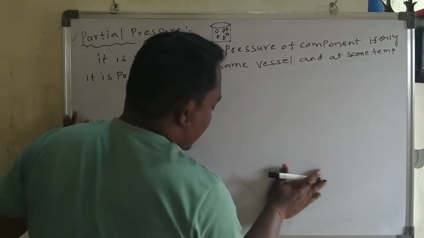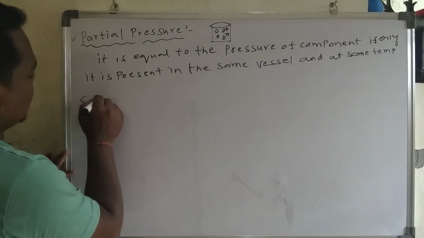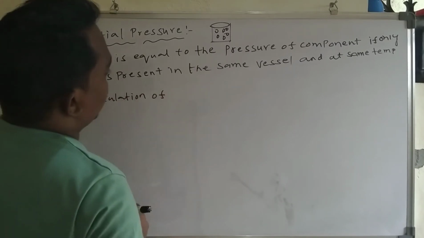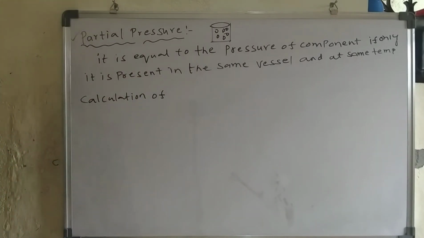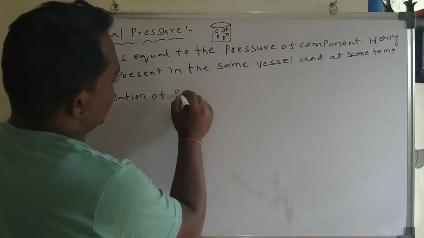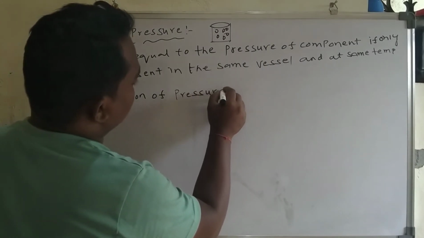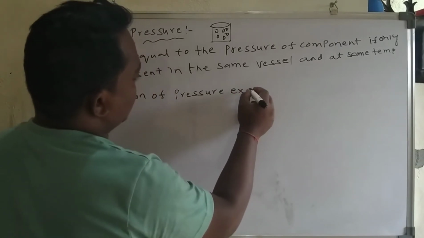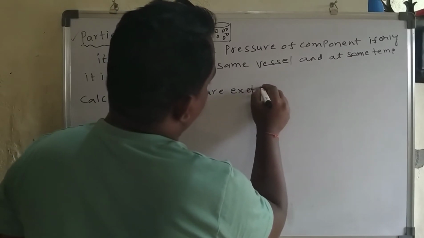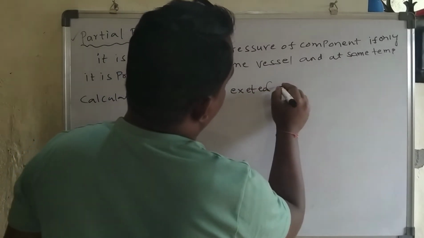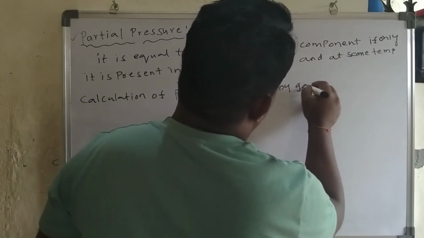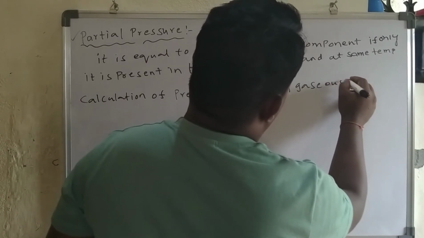So let me go for the calculation of partial pressure. Calculation of pressure exerted by a mixture of gases. Total pressure, partial pressure. That means the pressure exerted by a gas mixture.